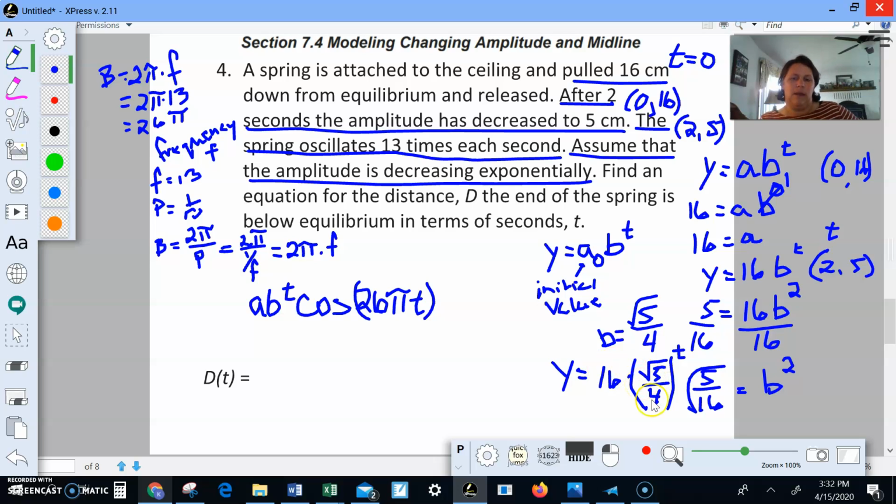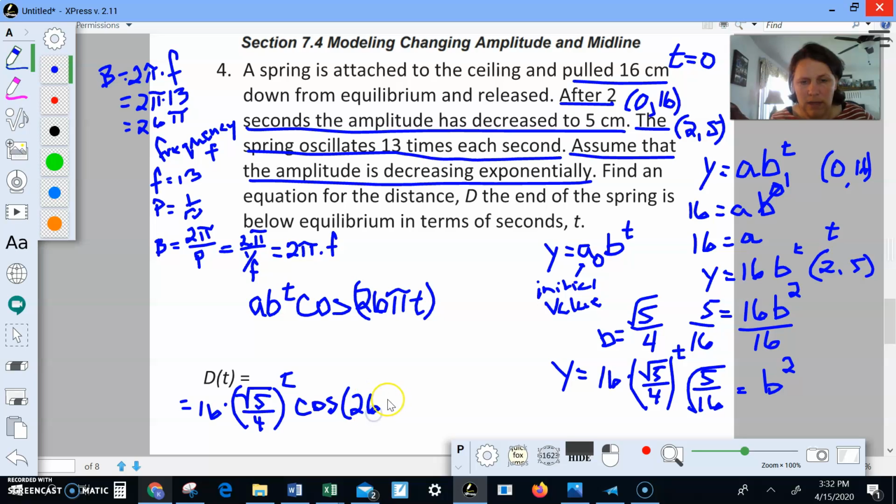And then when you put it into My Open Math, you're going to need to make sure and put all those parentheses around there so that it knows you are raising both of those to that power of t. So we're ready to write our complete answer. So we have d of t is equal to a, which is 16, times b, which was the square root of 5 over 4, in parentheses, to the t power. Ooh, I'm almost out of time too. And cosine of 26 pi times t. All right, and that's your answer.